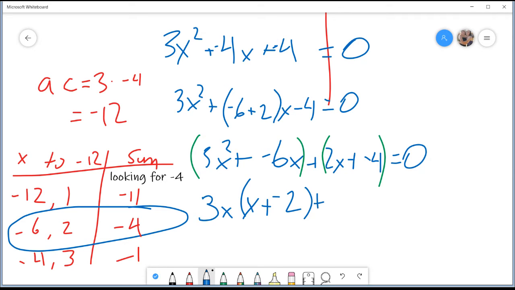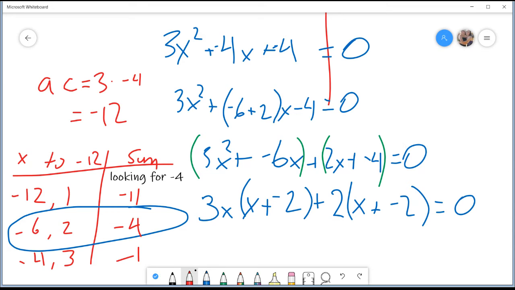Next. Looks like I can factor a 2 out of this. But just a 2, nothing else. That leaves an x plus negative 2 in here. That equals 0.